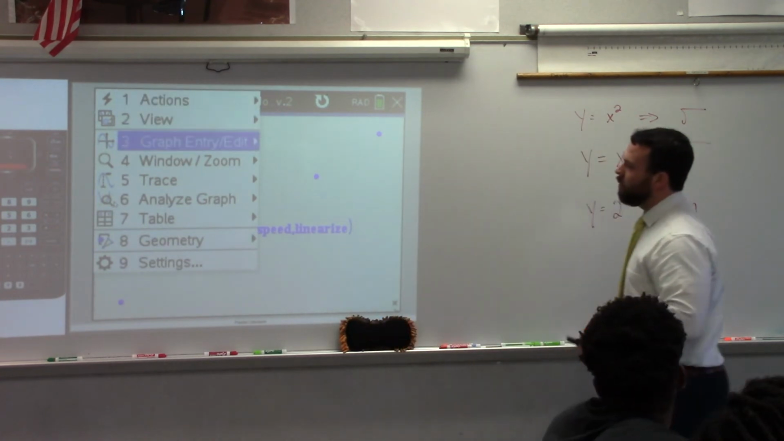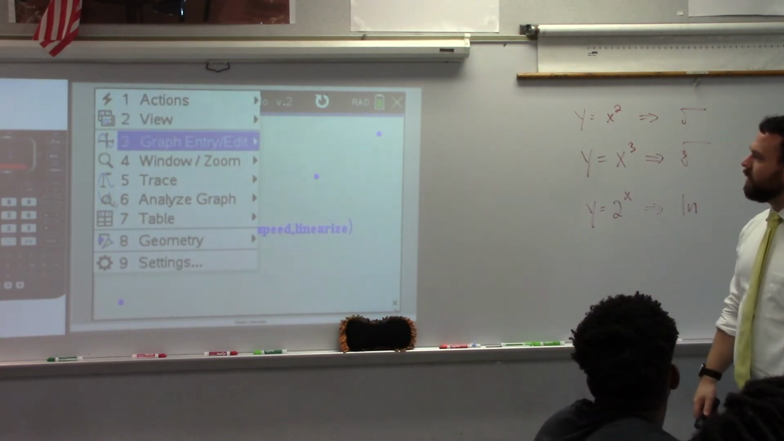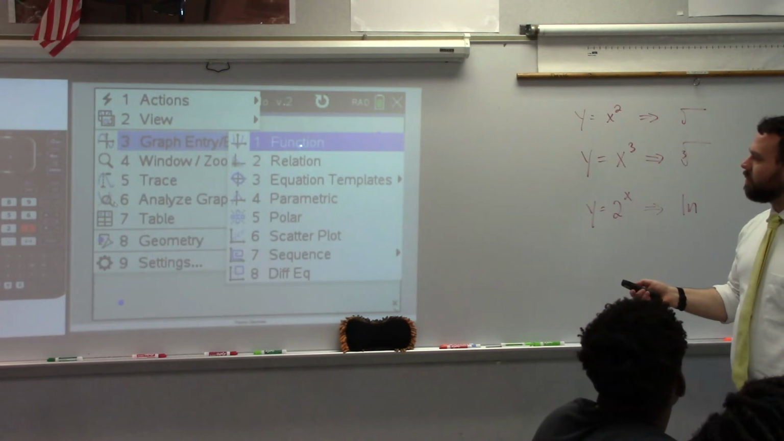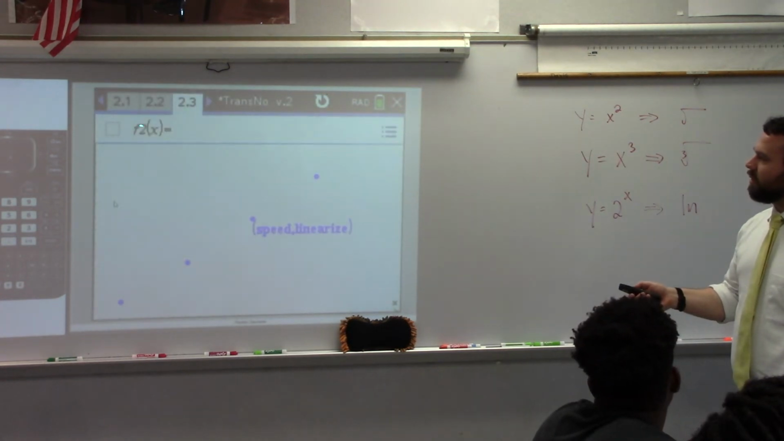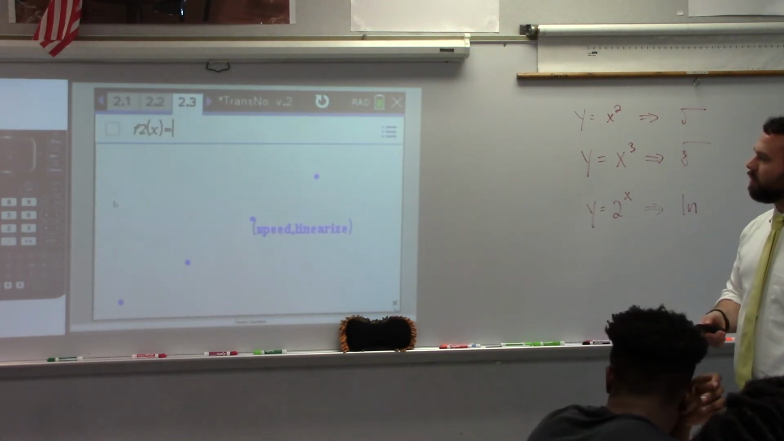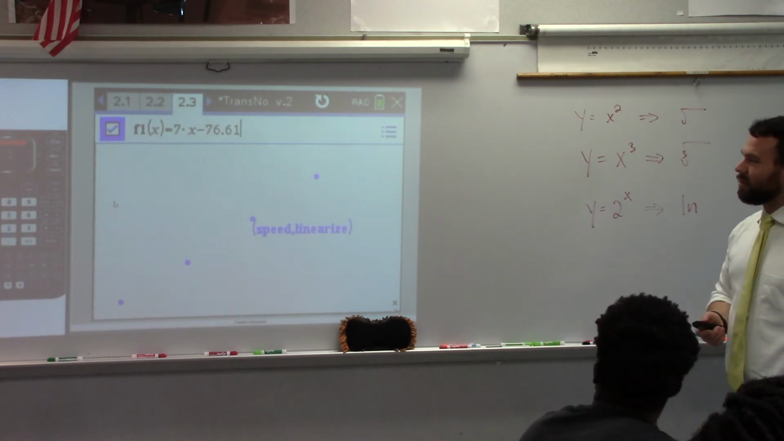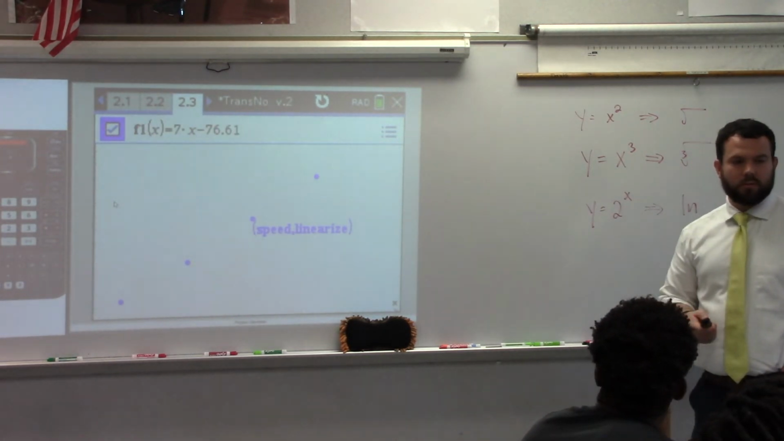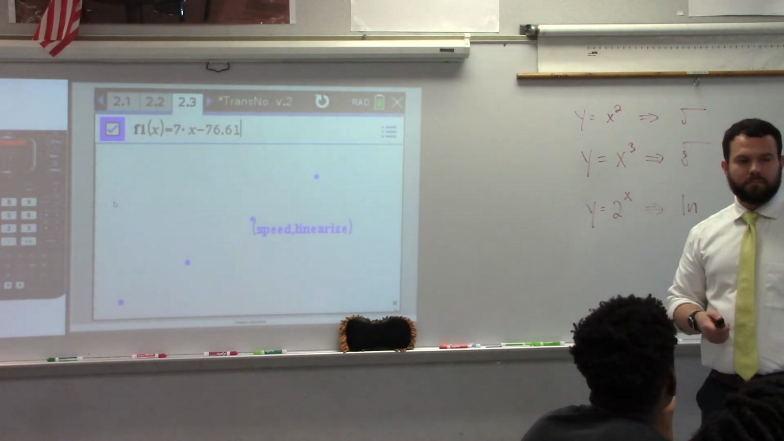Maybe make a new one. So go to graph entry/edit. We're going to function now. Notice how you're on F2. Scroll up to F1. Any guesses what the slope should be for this function? 30? Where are you getting 30 from?